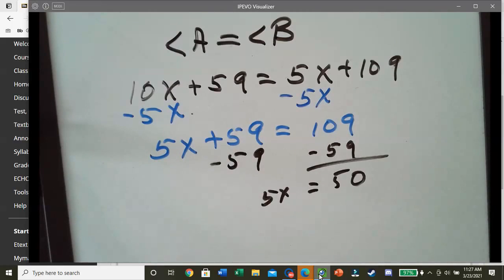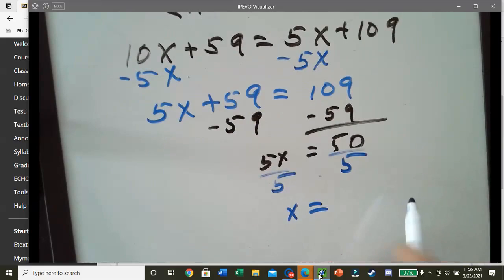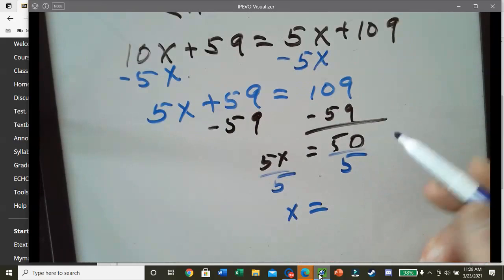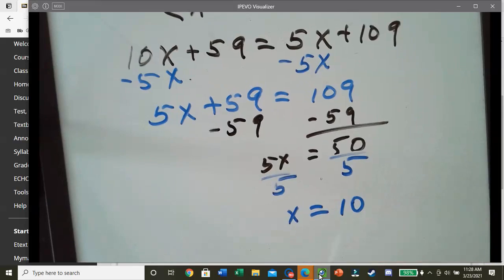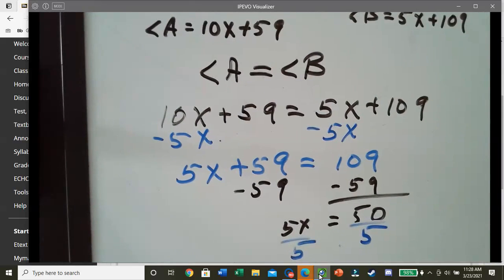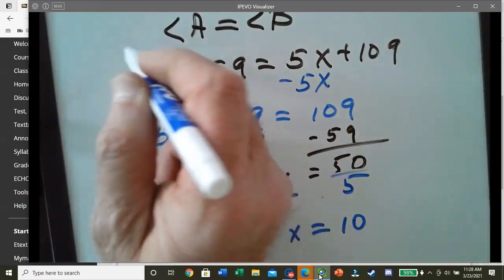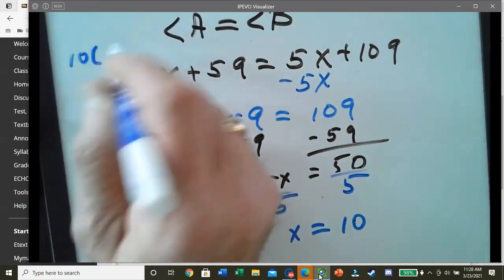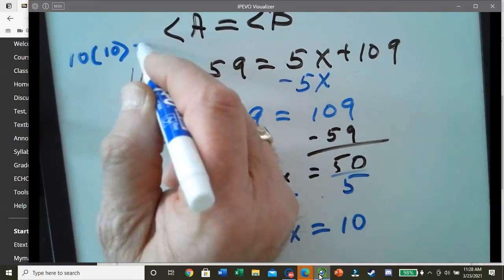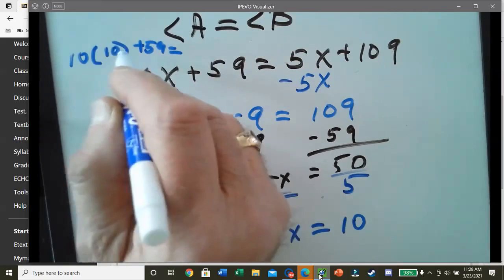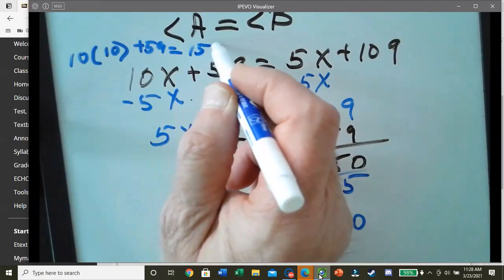And then what? Okay, divide by what? 5, right. We get x equals, what's 50 divided by 5? 10, right? Okay, now what do we do? That's x. Yeah, plug it back in, right? So this will be 10 times 10 plus 59. 10 times 10 is 100, plus 59 is 159.